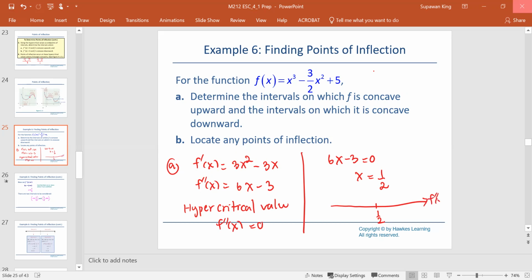We determine the sign of f double prime. To the right of 1 over 2, we replace x in f double prime with a value greater than 1/2. So let's take a look. This is 6x minus 3, or factor the 3 out to be 2x minus 1. For a number greater than 1/2, for example, if x equals 1, the f double prime will be positive in sign. For a value less than 1/2, for example, x equals 0, we get a second derivative that is negative in sign.